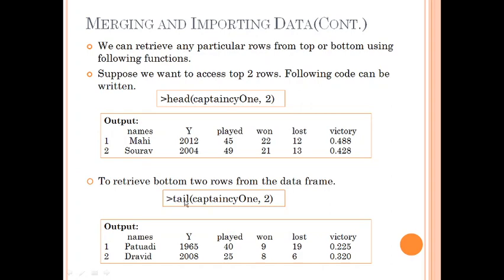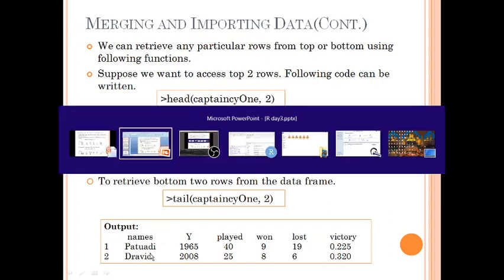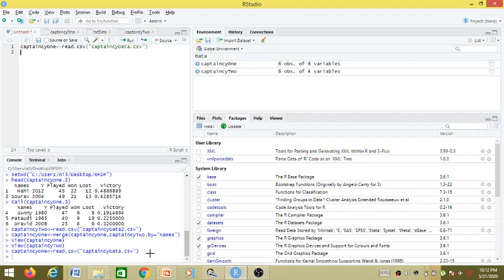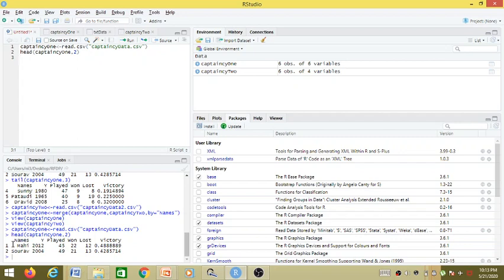Similarly, the tail function will also take the name of a data frame and the number of rows from the bottom which we want to extract. And if we run this, the last two rows of the captaincy 1 data frame will be displayed. So let's perform the operation on RStudio. Suppose we have the head function over here, and as arguments we are providing captaincy 1 and the number of rows. If we run this, you can see here the first two rows of the captaincy 1 data frame have been displayed.